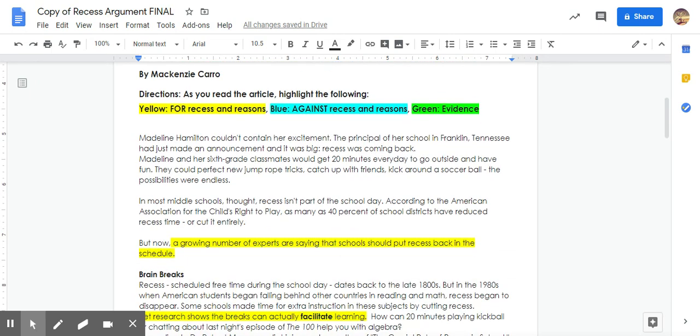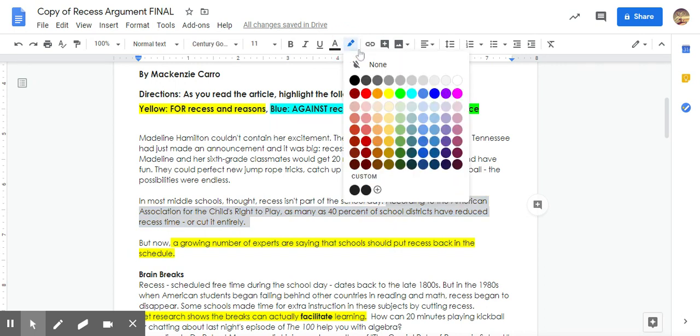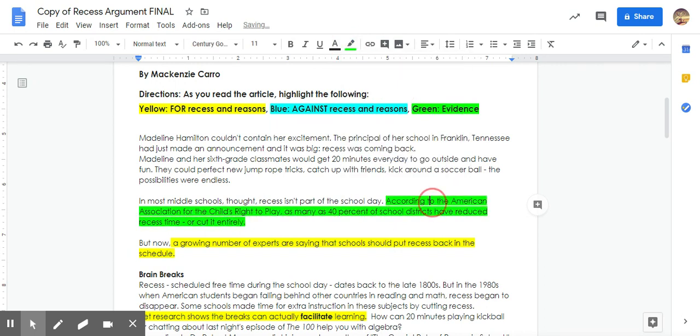So the first piece of evidence that stands out to me here is where it says, according to the American Association for the Child's Right to Play, as many as 40% of school districts have reduced recess time or cut it entirely. I'm going to highlight that as evidence. I know it's evidence because it's telling me exactly where it came from. It sounds like it is a valid, legitimate group that put this information out. It's giving us a fact or a statistic that we could maybe use as evidence. So I am going to go ahead and highlight that.